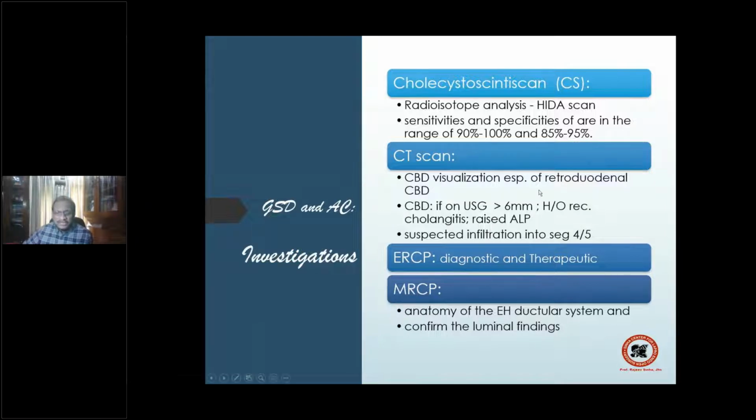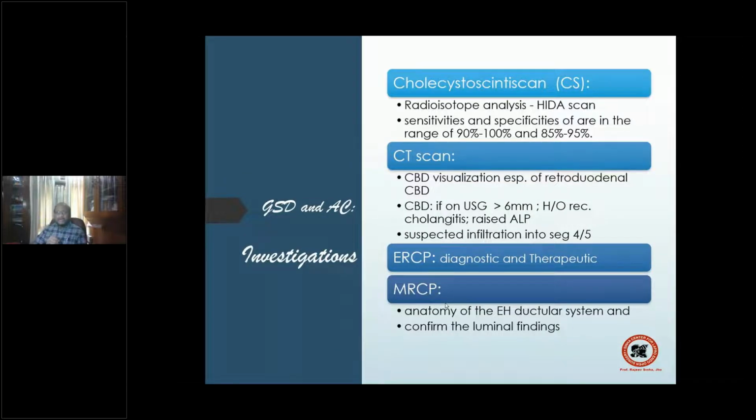Then you come to ERCP, which is both diagnostic and therapeutic, a very, very important method of differentiating CBD stone from acute cholecystitis without CBD stone. And then MRCP, which delineates the whole of the anatomy of the extrahepatic and intrahepatic biliary ductal system, and it confirms the luminal findings.